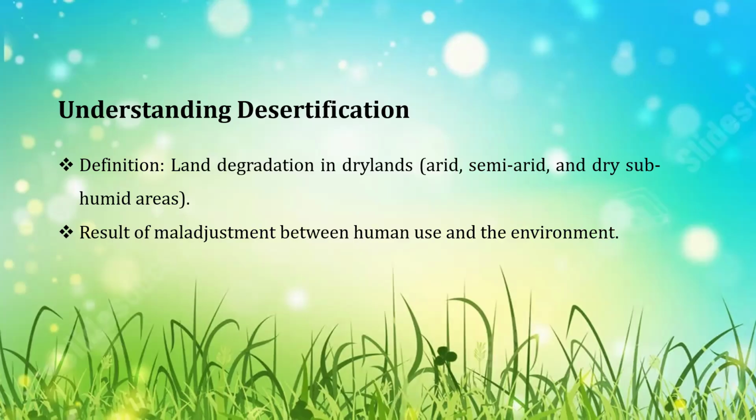And the second point is the root cause, human-environment maladjustment. The second point highlights that desertification is usually not a purely natural accident. It is a result of a mismatch between human activity and the land's capacity. Common examples of this maladjustment include overgrazing, deforestation, and unsustainable agriculture.